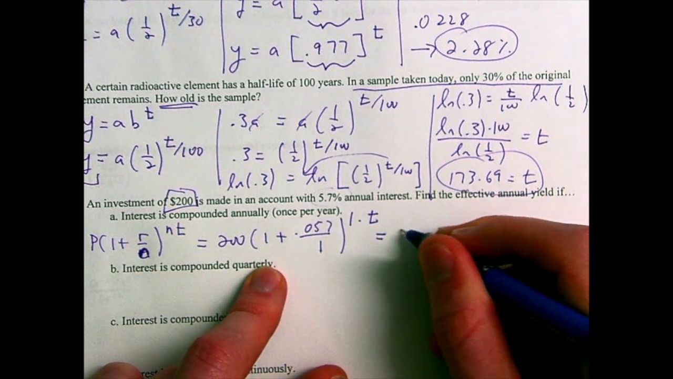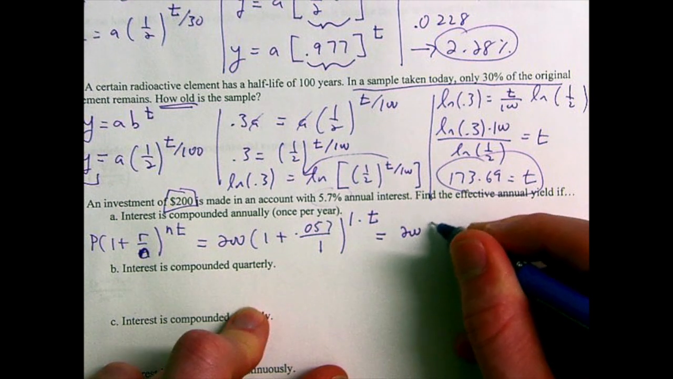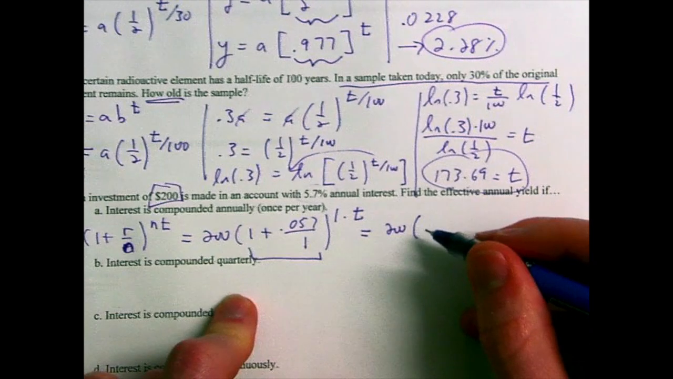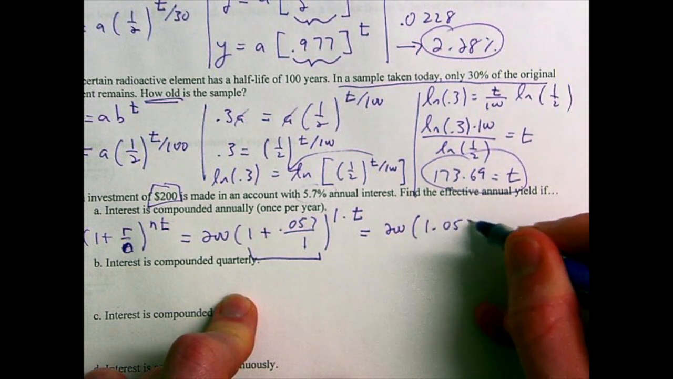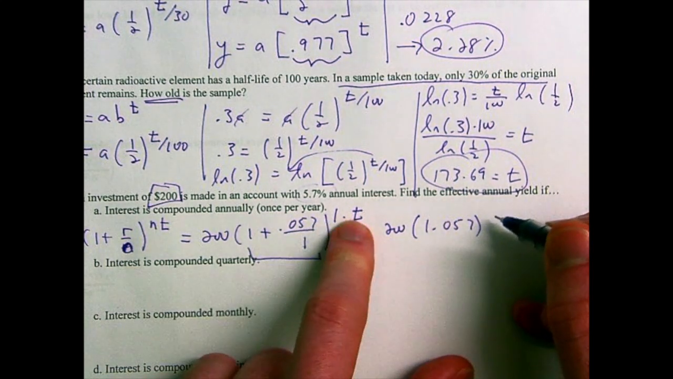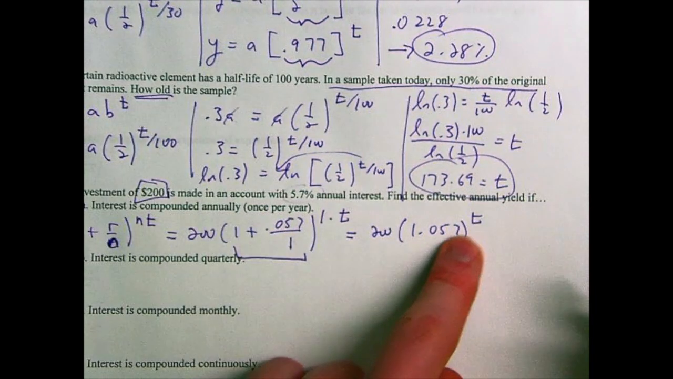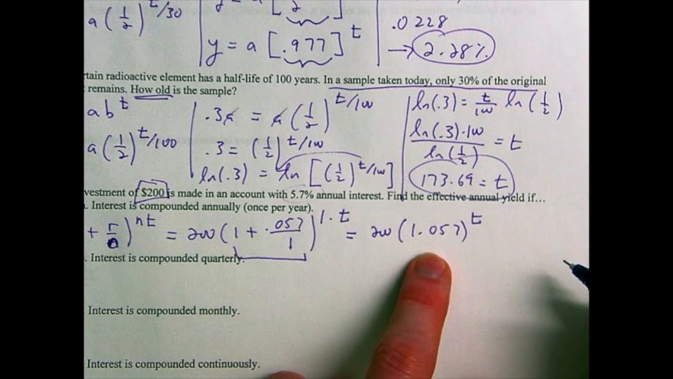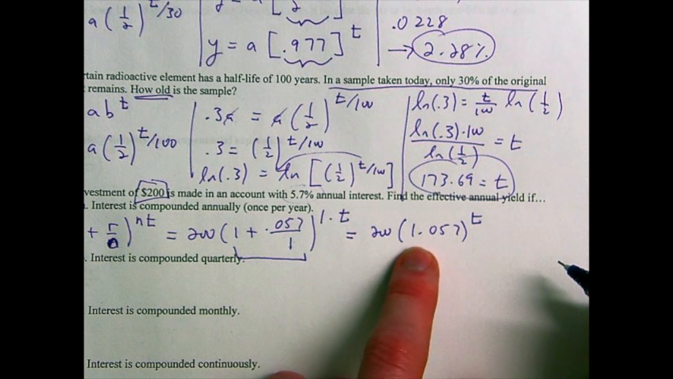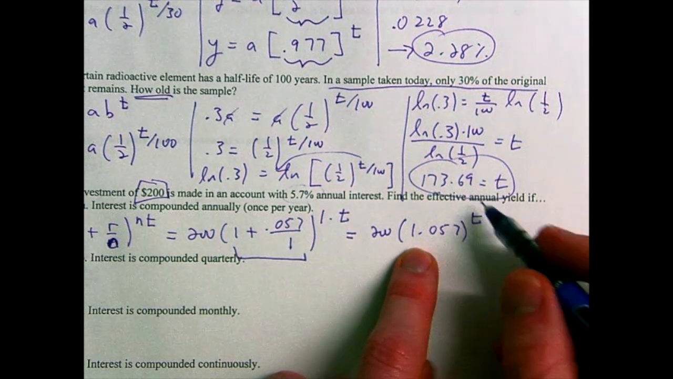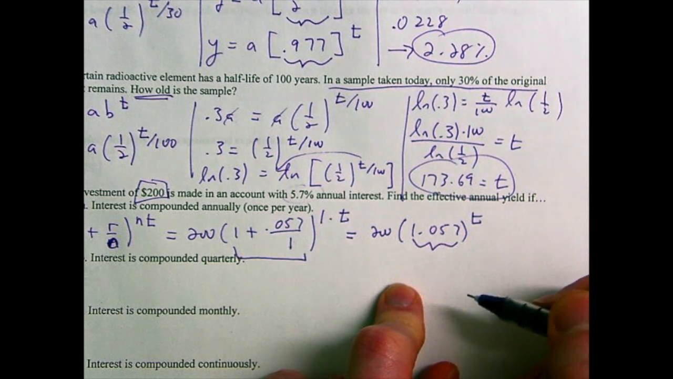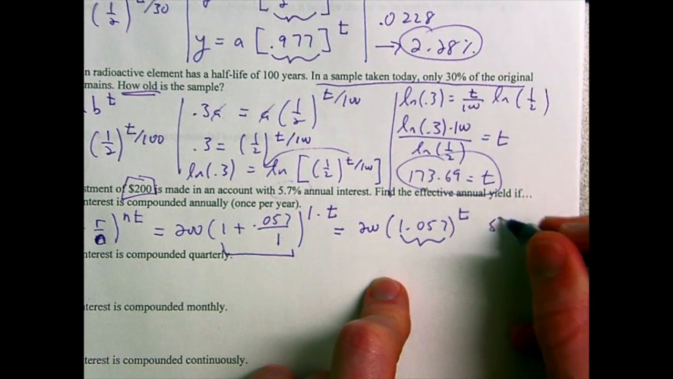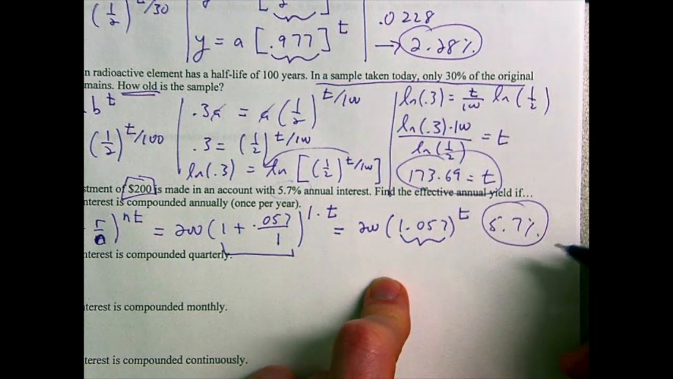Okay, so simplifying, I have 200 times, if I simplify this expression in parentheses, of course I get just 1.057 raised to the 1 times t, which is just t. Since the t is by itself, that is telling me what is happening every individual year, which is what effective annual yield is all about. Every year I'm multiplying by this number, which means that every year I'm increasing by 5.7%. So in this case, the effective annual yield is 5.7%.